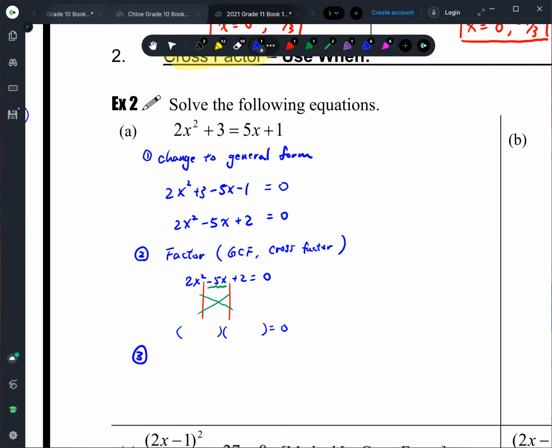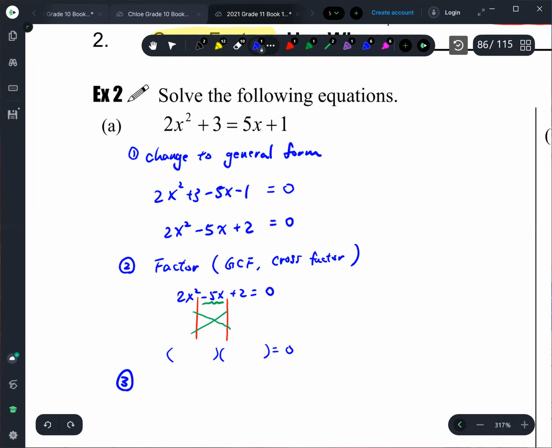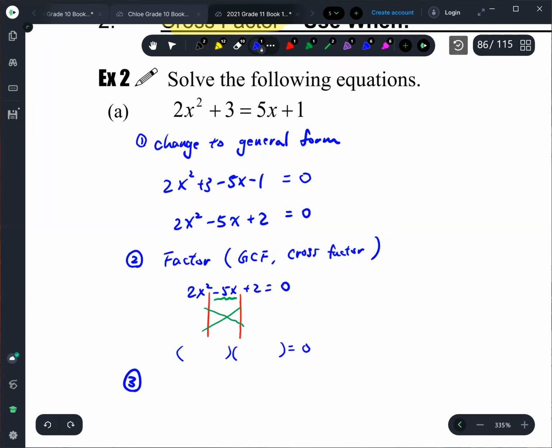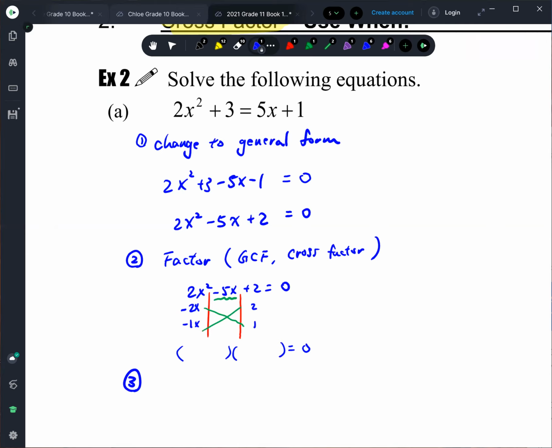Bernice, not yet? I got, for the left side, negative 2x and negative 1x. Okay, let me write it down. And then on the right side, I have 2 and 1. Okay, 2 and 1. So usually if the first term is positive, you have 2x squared, that one is positive, then we don't use negative at the front.